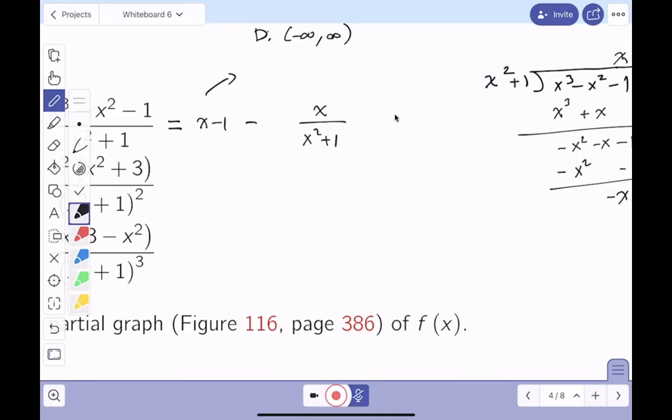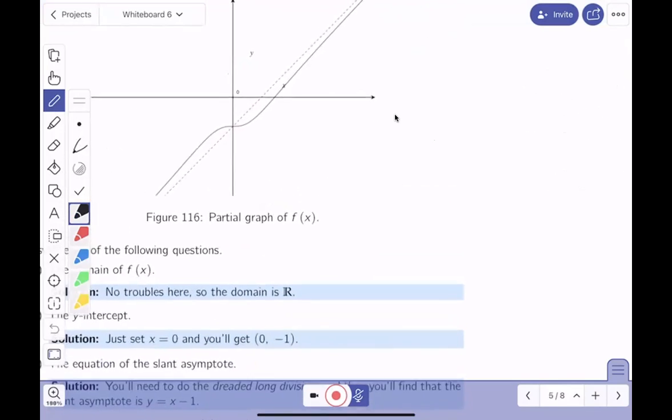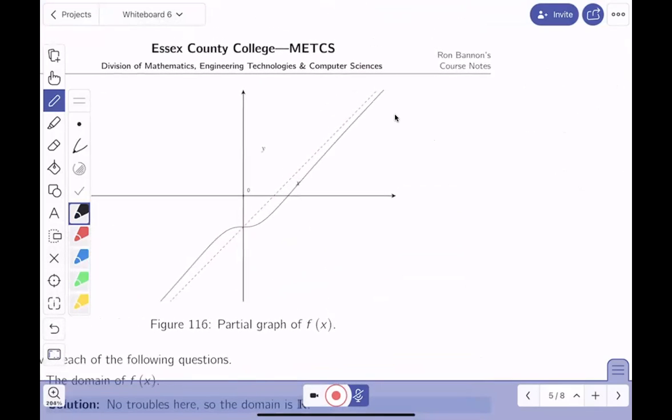I know there's a slant asymptote, SA, and that's y equals x minus 1. All right, let's look at that. I'm seeing the slant asymptote clearly. This is y equals x. And I'm seeing the picture as I expect. It's asymptotic with that. Now let's talk about the points.